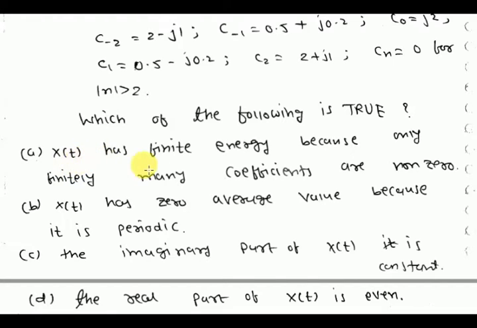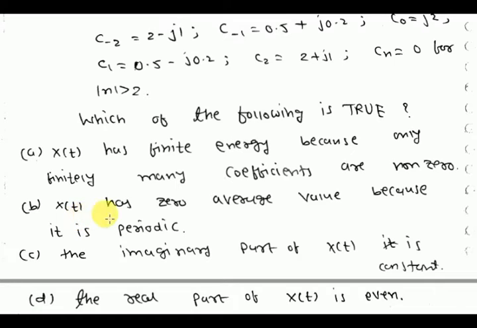The first statement is that x of t has finite energy because only finitely many coefficients are non-zero. It is wrong. Parseval's theorem in the Fourier series for periodic signals is applicable for power only. That power theorem means the summation of mod cn square from n equal to minus infinity to plus infinity is equal to the total average power, not energy. Here the Fourier series coefficients are given, meaning the signal is definitely periodic, and every periodic signal has infinite energy, but this statement says that the energy is finite, so it is wrong.